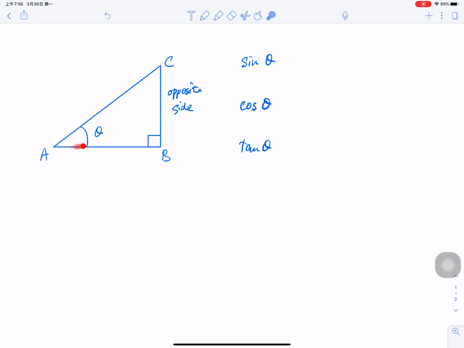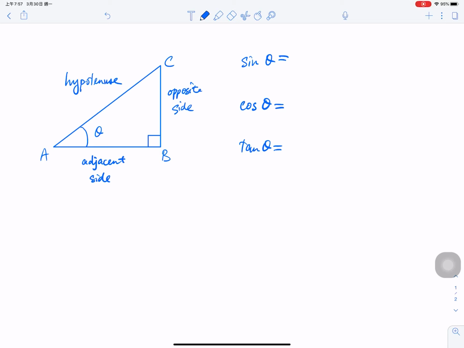Near to theta, this one we say is the adjacent side. And the last one, opposite to the right angle, is the hypotenuse. Okay? 對邊、鄰邊、斜邊. So, do you remember these three functions?